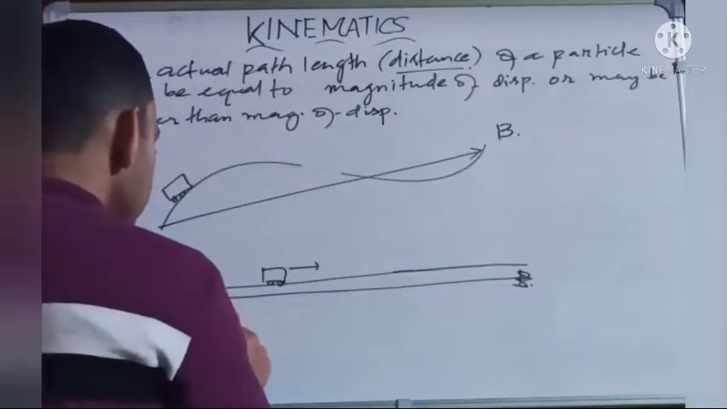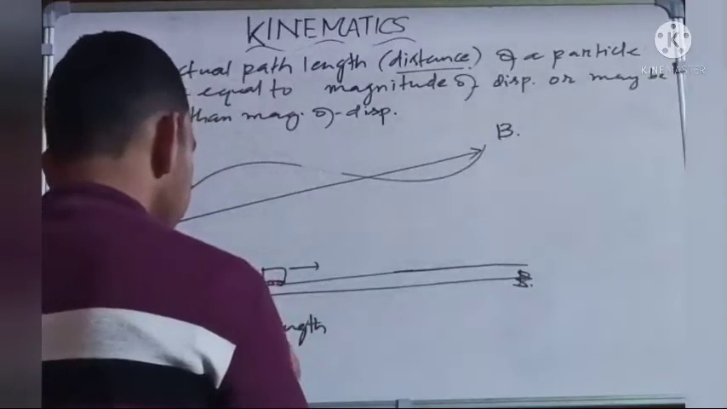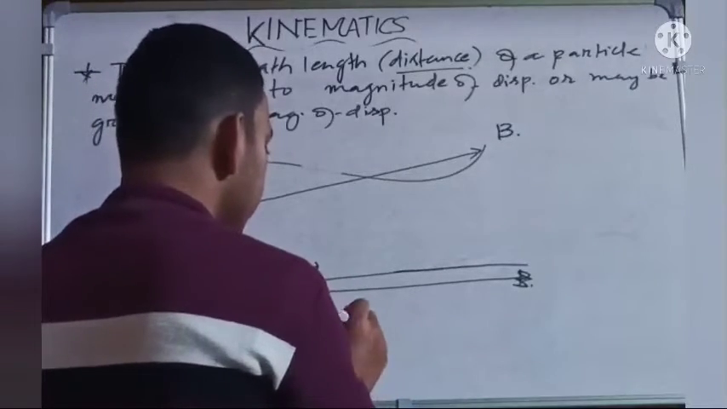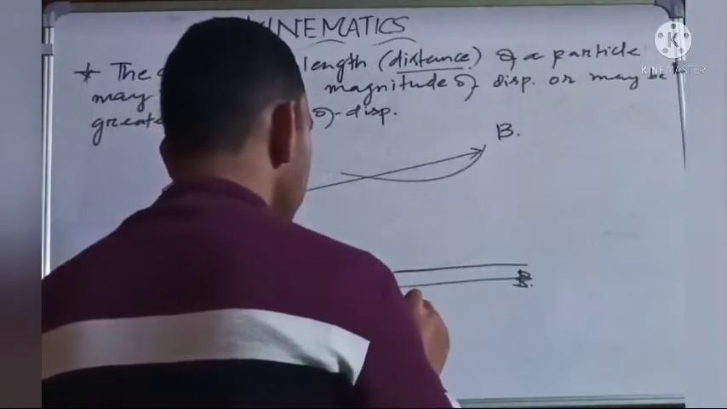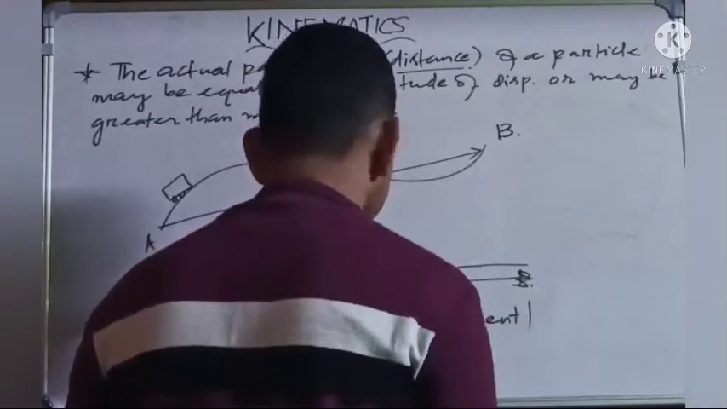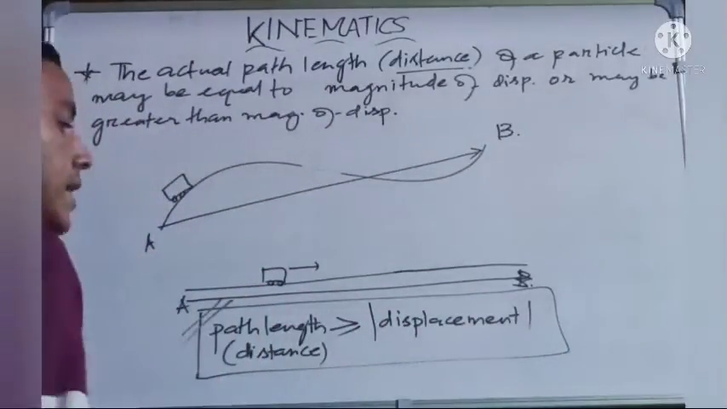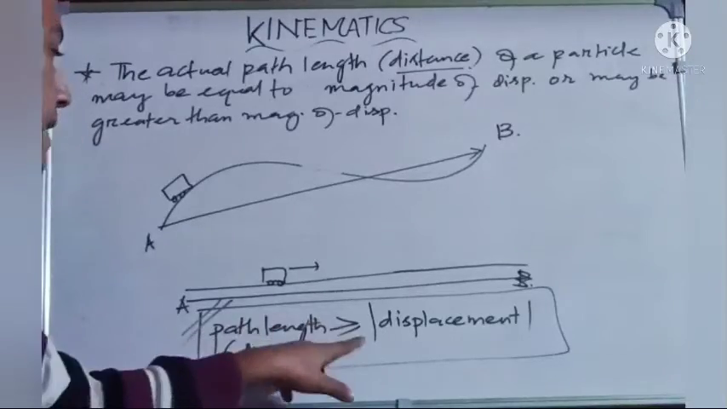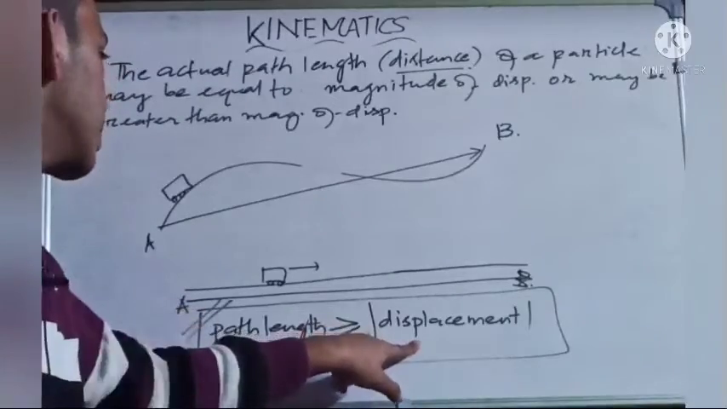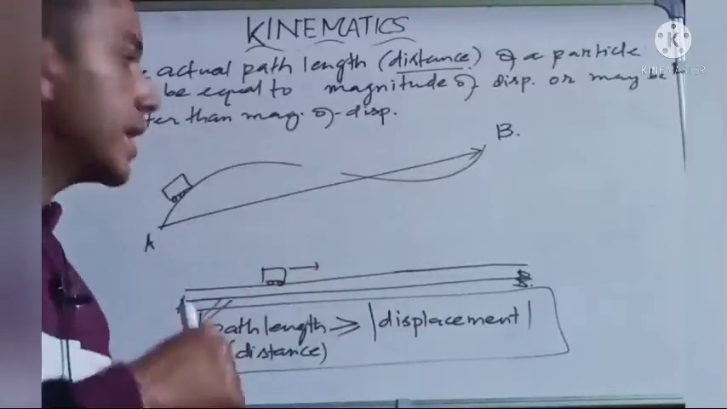So we can write path length or distance is always greater than or equal to magnitude of displacement. And if we are given that path length is equal to magnitude of displacement, then in that case we should understand that the particle is moving in a straight line without changing its direction.